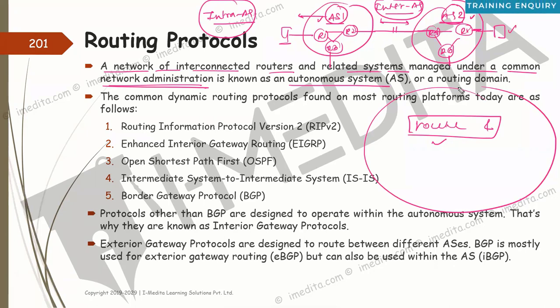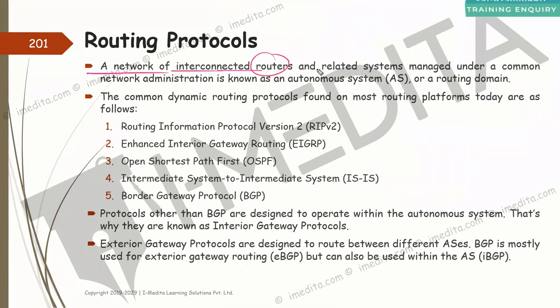An autonomous system is also referred to as a routing domain, because typically in one autonomous system, we are going to have one routing protocol sharing all the route information. Typically, it's not always mandatory. We can have more than one protocol as well, but typically in an autonomous system, we will see one routing protocol sharing the route information. That's why one autonomous system is also referred to as one routing domain.